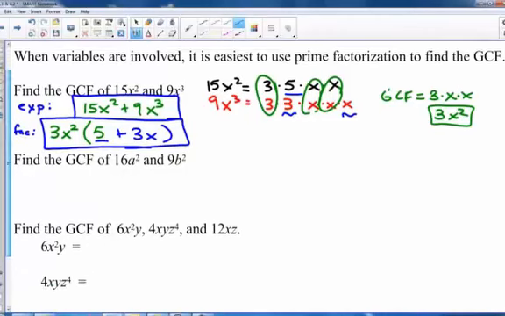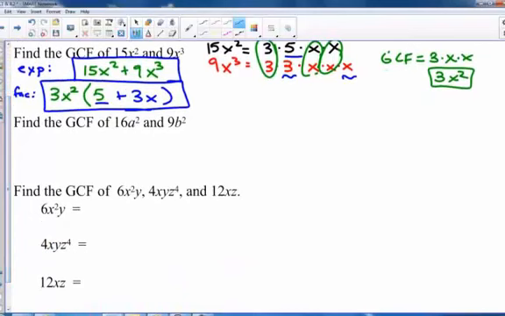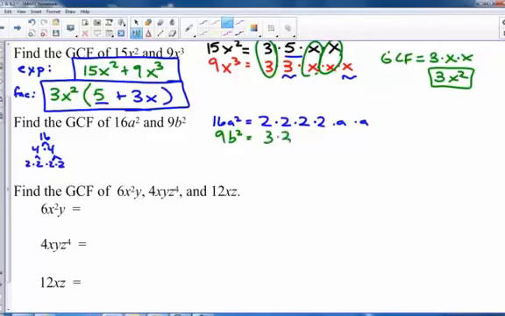So we're going to do the same thing with 16a squared and 9b squared. So 16, I think of 4 times 4. So 2 times 2 times 2 times 2, and then 2 a's. For 9b squared, 2 3's and 2 b's, there's not a single thing in common. So if you have 16a squared plus 9b squared, the only thing you can take out is a 1. And you're done.